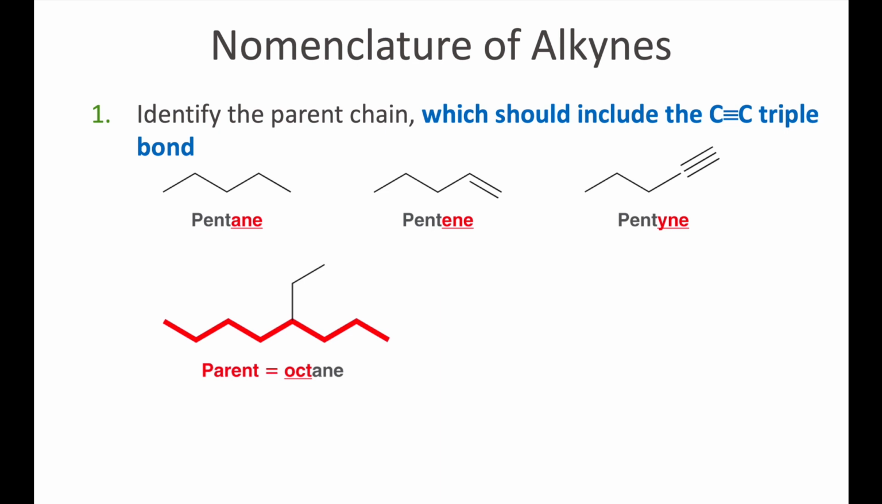So the parent name would be octane, right? And the 2-carbon chain is considered an ethyl substituent, right? However, if that ethyl substituent is now a triple bond, it will now be the parent chain because again, the parent chain must include the alkyne. So even though it's shorter, only 7 carbons, it is considered the parent chain. And so in this case, it is the heptyne as a parent. All right, so that wasn't different from your alkene nomenclature.